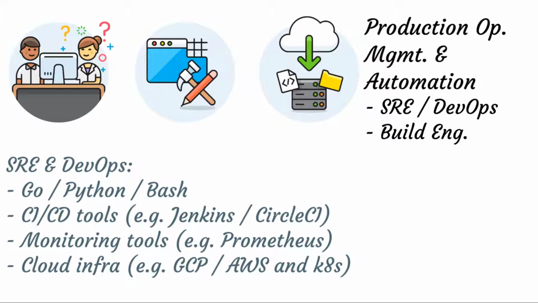Another part of the equation that the SREs and the DevOps engineers put into place is, let's assume that we put the application in front of the users. How do we monitor that and how do we make sure that it's actually working as we expected? SRE and DevOps engineers help the different development teams to ensure that things are being monitored and that things are working as expected. What do I mean by that?